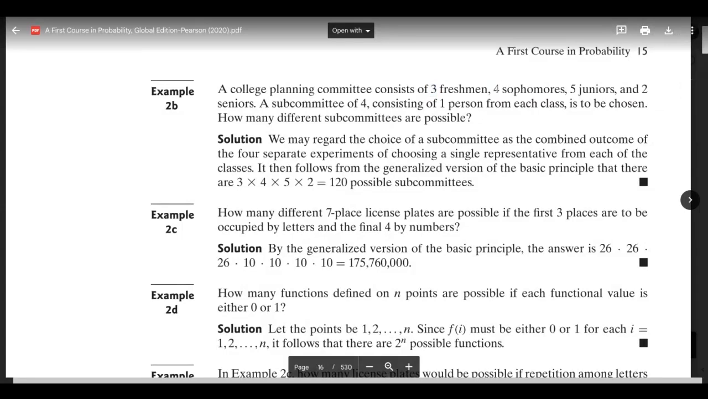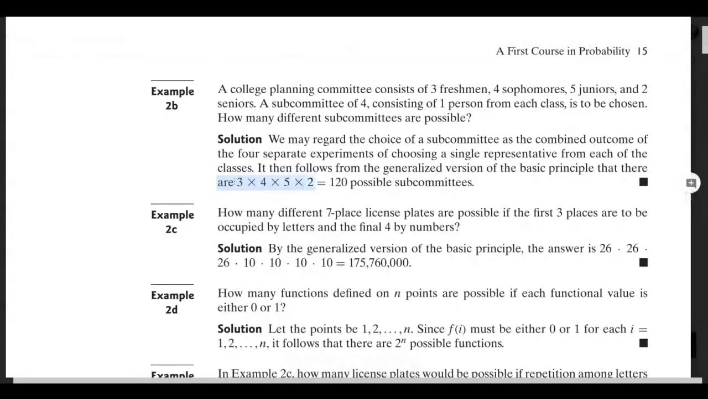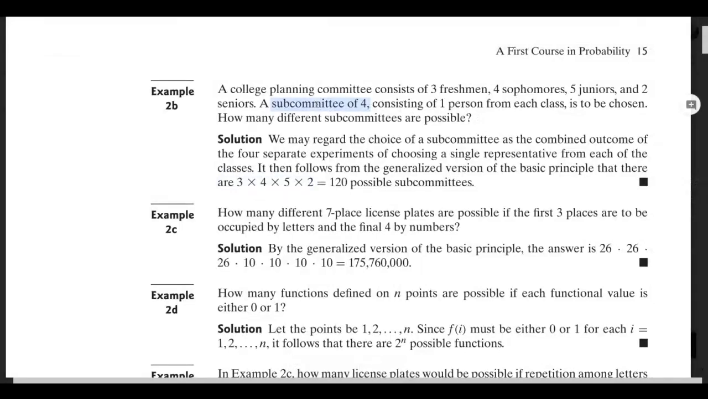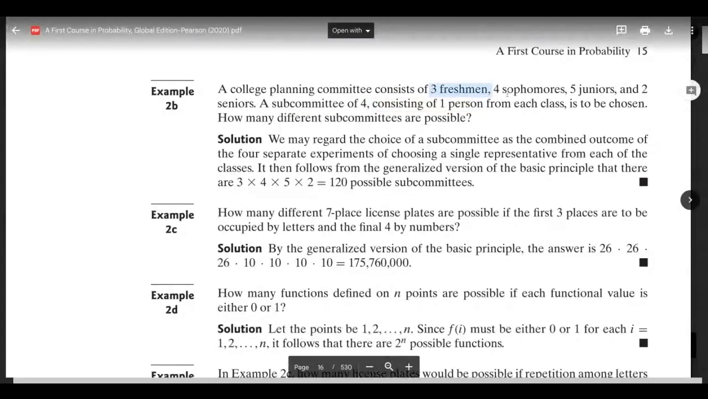One from freshman, one from sophomore, one from junior, one from senior. So what do we do? We just multiply them. Right? 3 times 4 times 5 times 2 equals 120. But be very careful of the wording, right? We choose 4, and one from each class. That's important. One from each class.